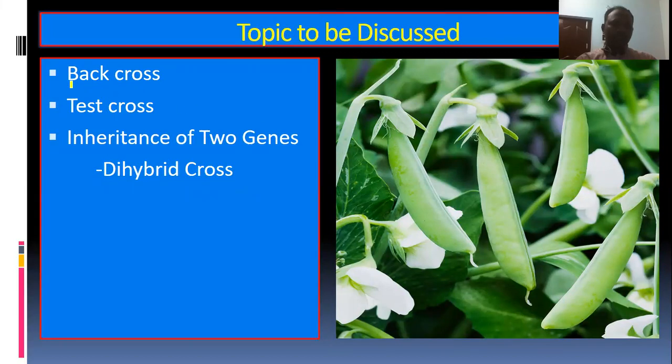So we are going to learn about backcross, and then we are going to learn about test cross, and then we are going to study about inheritance of two genes. For this study of inheritance of two genes, Gregor Mendel conducted one hybridization experiment. The hybridization experiment is called dihybrid cross. So only this content we are going to discuss in this video, right?